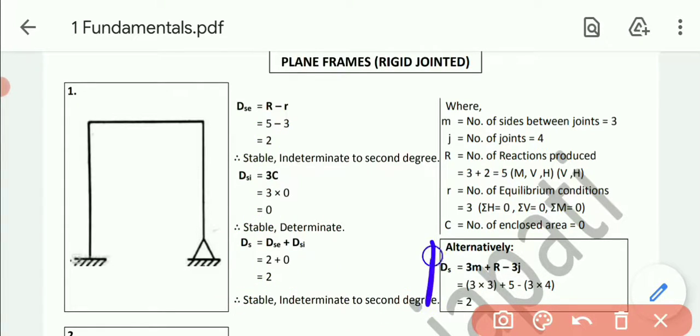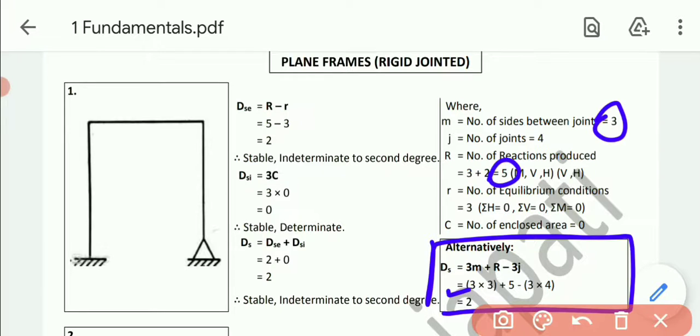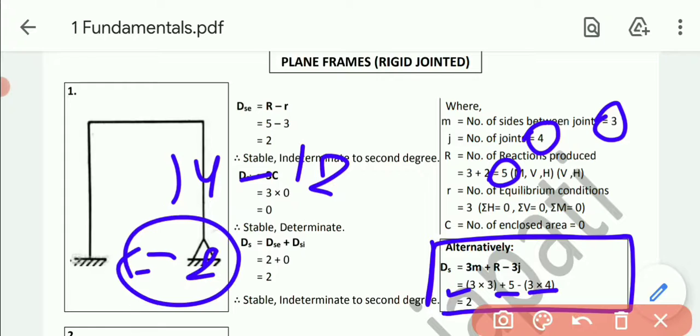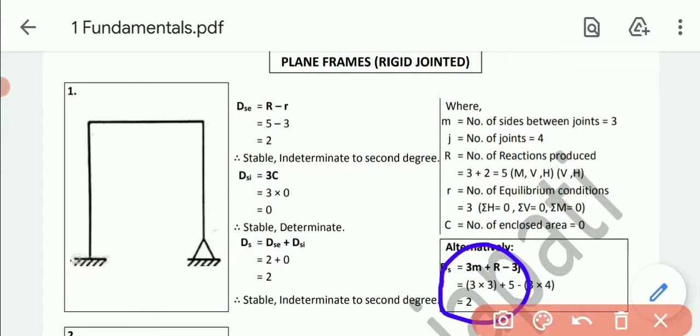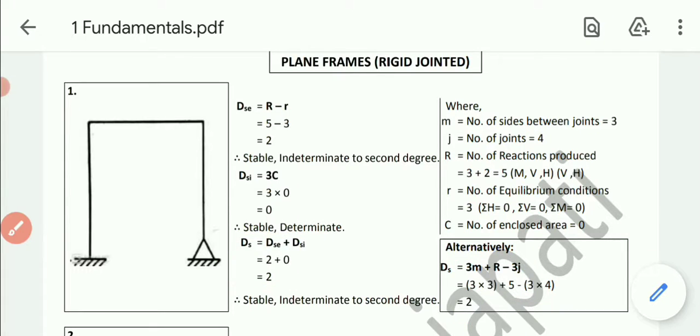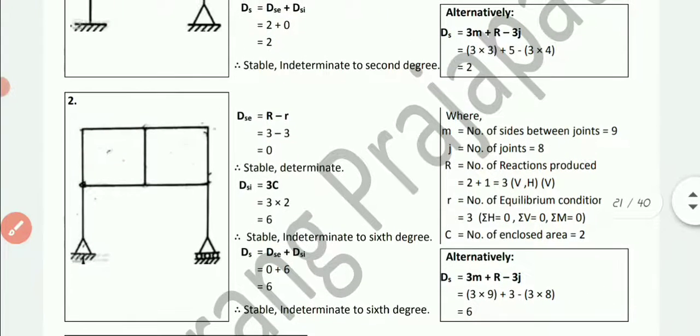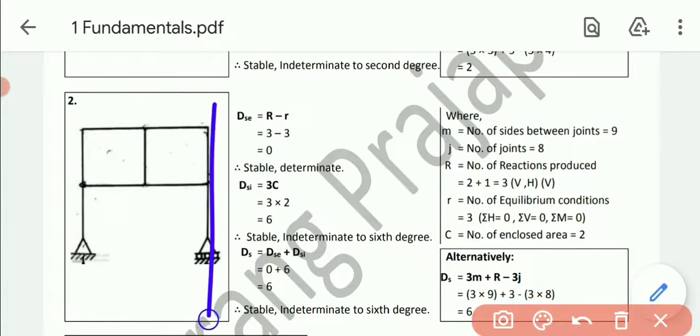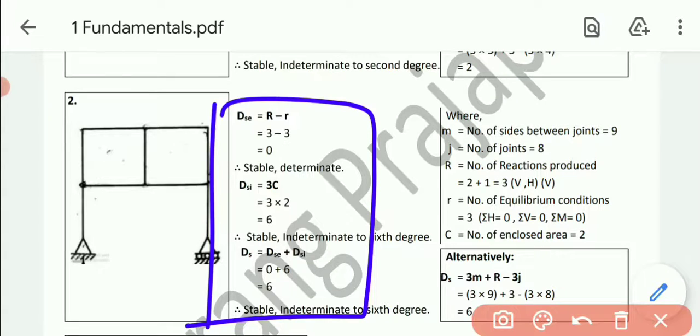Now alternatively, if I want to use this formula, the unknowns are M, 3 times M, that is 3 times 3, plus capital R, that is 5, minus 3 times J, the joints are 4. So 3 into 3 is 9, plus 5 is 14, minus 3 into 4 is 12, the answer comes 2. Over here you can see the final answer is common. You can use any of these equations. So stable and indeterminate to second degree. Now in this one, my priority will be this one. I will solve this formula by this method.